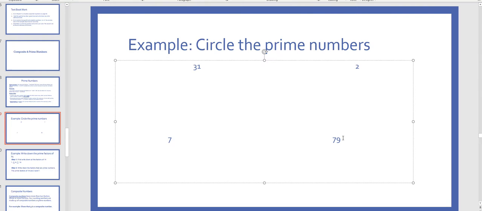And 79, so this one is getting a bit trickier. It's an odd number. That's our first test. So yes, it can be a prime number. Now when I think of my timetables, I can't think of any number that divides evenly into 79. So 79 is a prime number. So out of those numbers, we had 4 numbers that were prime numbers. These all have factors of 1 and the number itself.